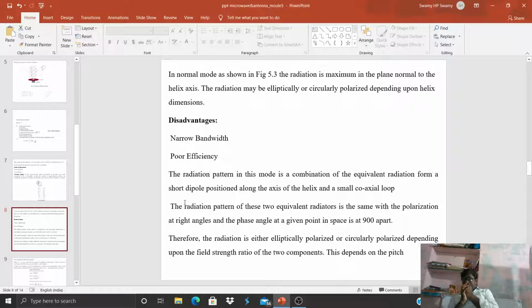Now, the radiation pattern of these two equivalent radiators. What are these two equivalent radiators? One is a coaxial loop, and the other is a short dipole positioned along the helix axis. The radiation pattern of these two equivalent radiators is the same, with the polarization at right angles, and the phase angles at a given point in space are 90 degrees apart.